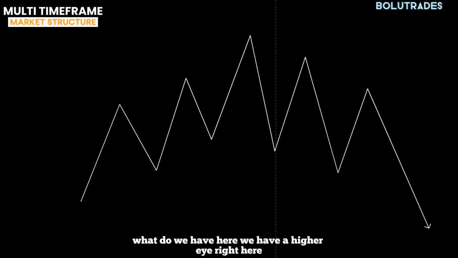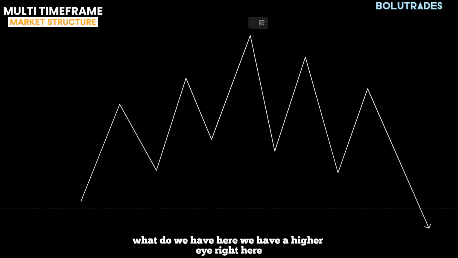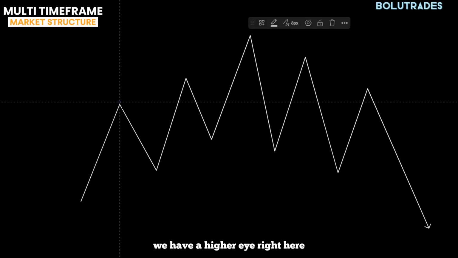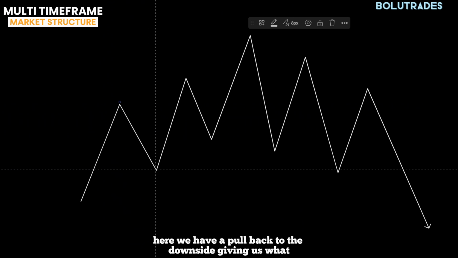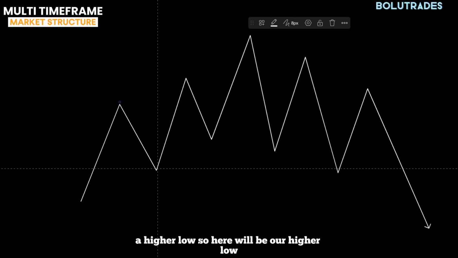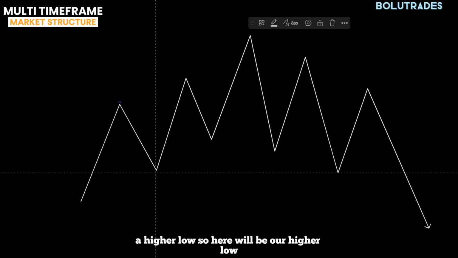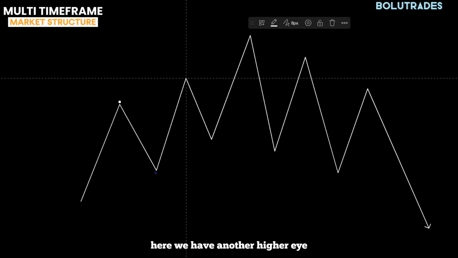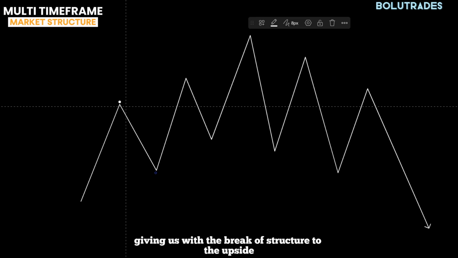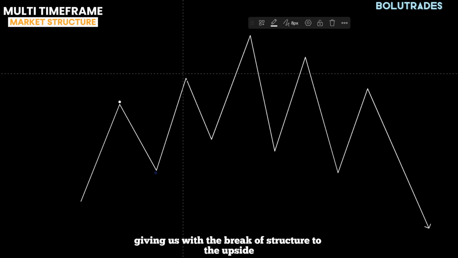So right here, what do we have? We have a higher high right here. We have a higher high right here. Then what do we have next? We have a pullback to the downside, giving us what? A higher low. So here will be our higher low. Then what do we have here again? Here we have another higher high, giving us what? A break of structure to the upside.